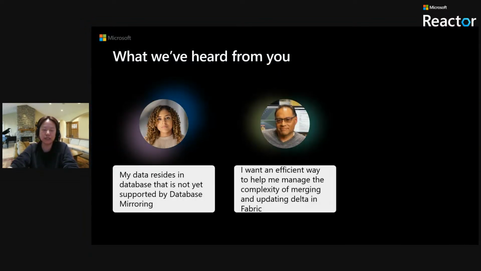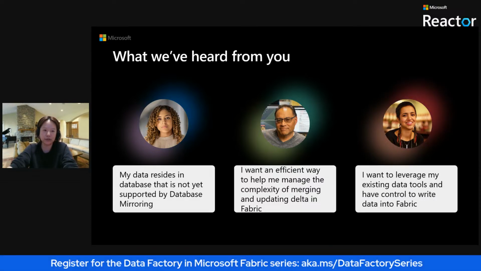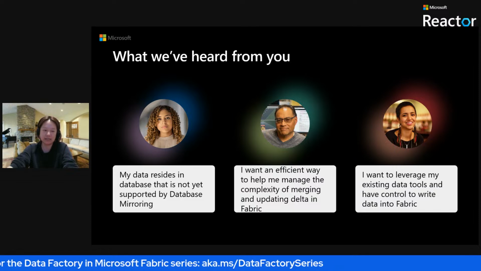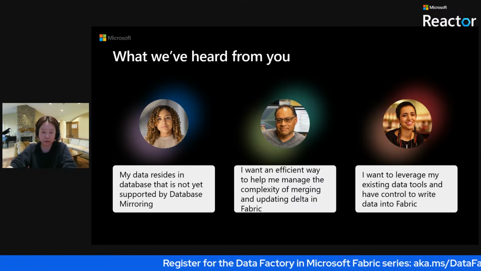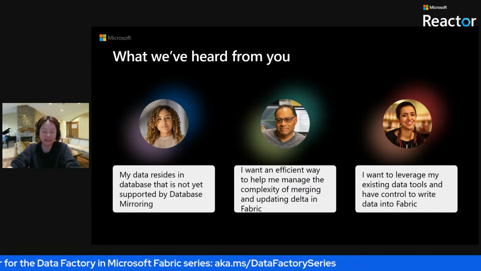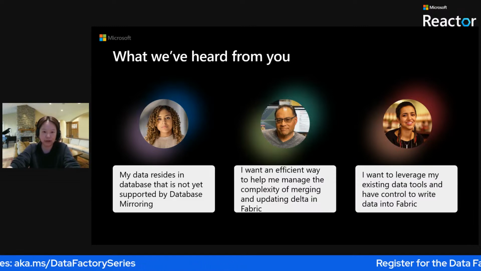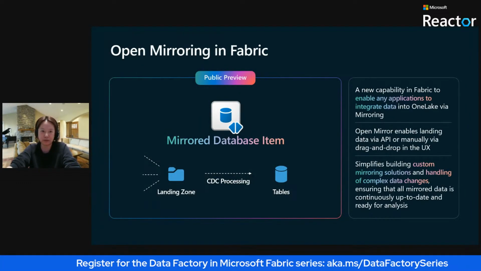In addition to the out-of-box database mirroring provided for different types of sources, we also hear the feedback that you may have more data sitting in different types of data sources that you want to replicate into Microsoft Fabric. Or you may have some existing solution that pulls data from those sources, but now you want to write those into Fabric as Delta tables without managing all those complexities of the merge, Delta handling, etc. Based on all that feedback, mirroring also offers the open mirroring solution in Fabric.